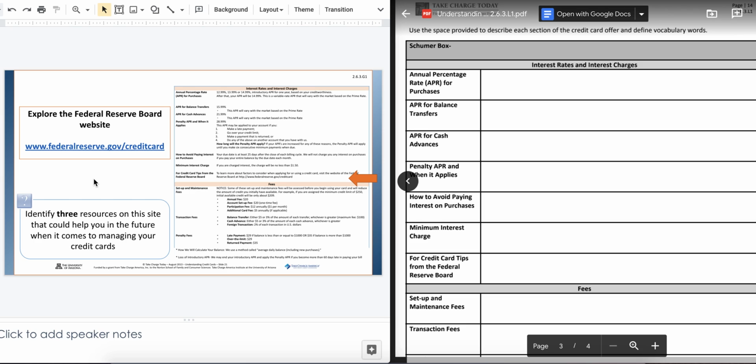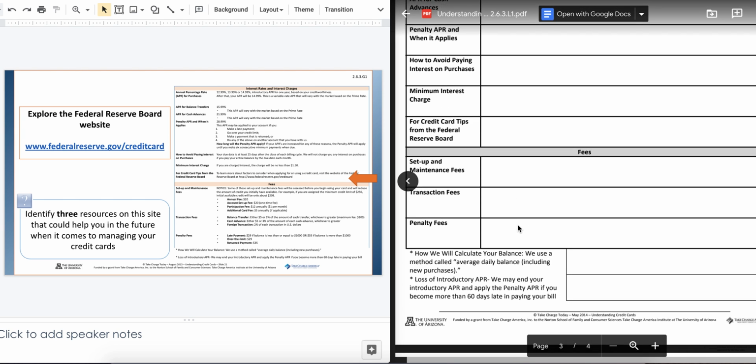And then the Federal Reserve Board also includes some credit card tips to help you manage your credit card through this website, and they identify that on the Schumer box as well. So it just gives the credit card holder a link to go to get some tips and advice to help them manage their credit card debt. We are not going to go through this website and pull out some facts, mainly just because we don't have quite enough time.